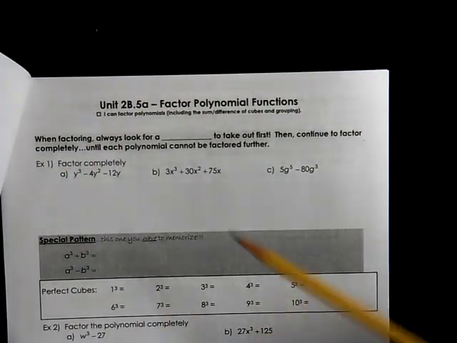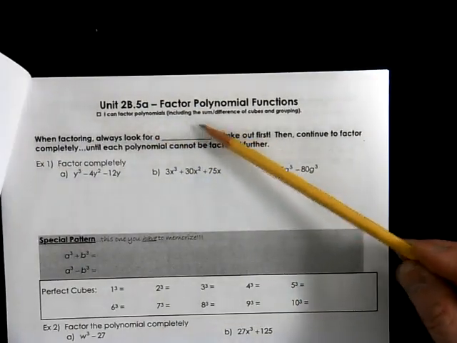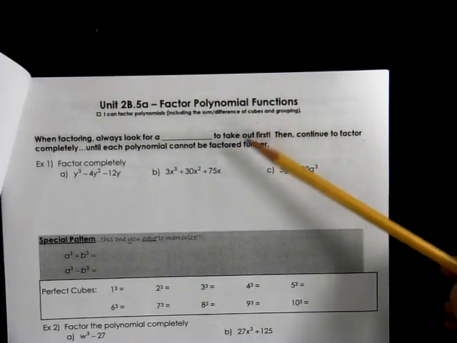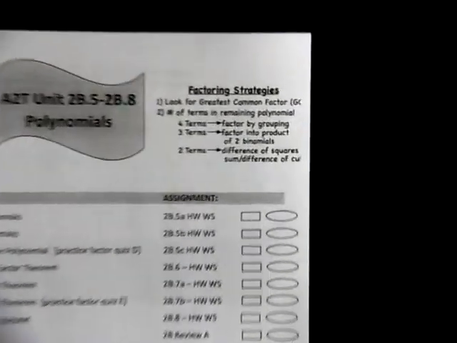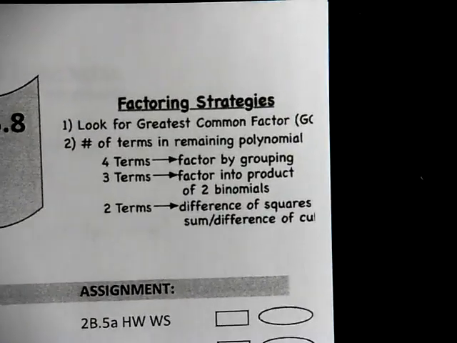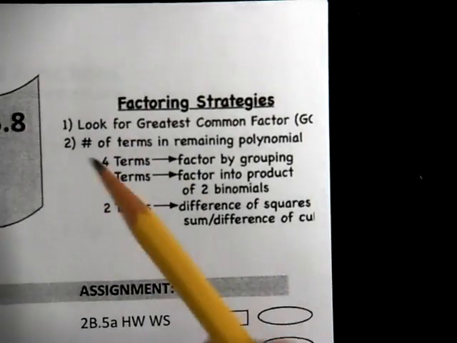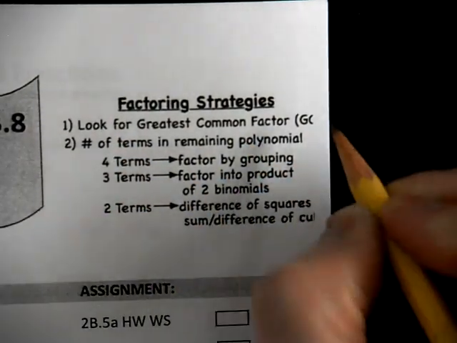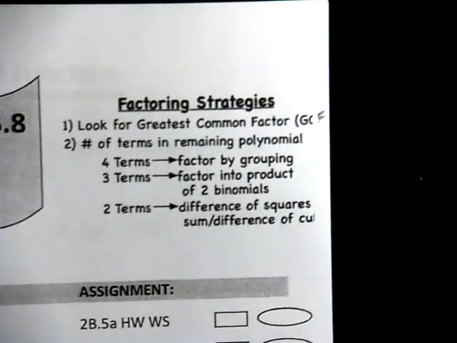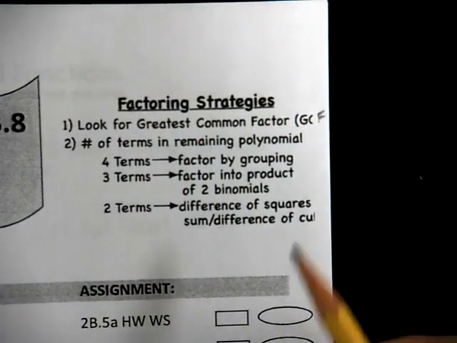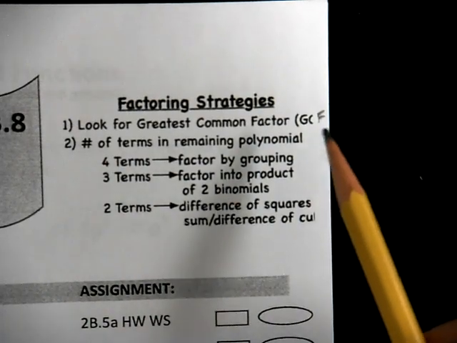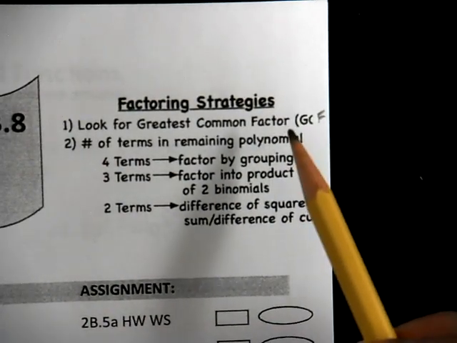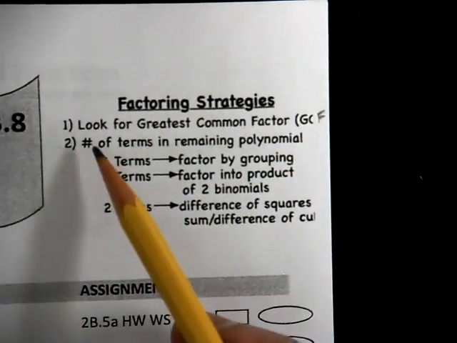This is Algebra 2 with trig 2b.5a. We're going to factor polynomials. Now, when we're factoring, what we're going to pay attention to are some strategies. The first thing you always want to do is look for the greatest common factor. Does your function have a greatest common factor that can be pulled out? Always want to look for that.